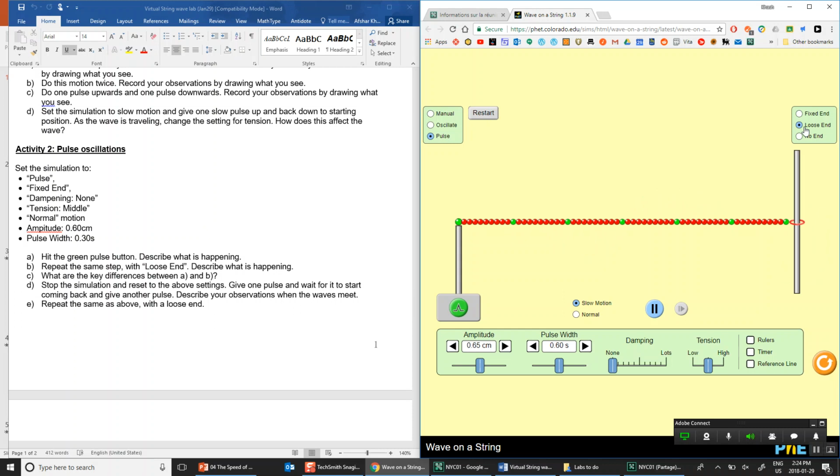I'm going to do the exact same thing with the loose ends now, and you guys tell me what's happening. So I'm going to start it as soon as my wave reaches the right. I'm going to send another wave right now. All right, that is not a good one, but it doesn't matter. What did you notice? Let me restart that.